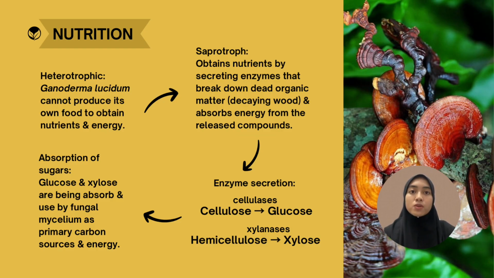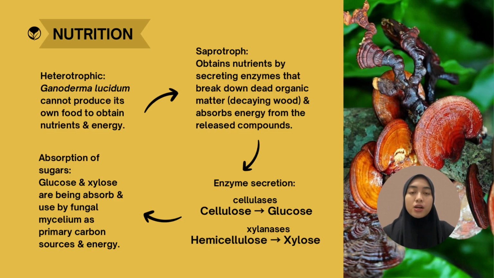Specifically, Ganoderma lucidum produces enzymes like cellulase and xylanase. Cellulase breaks down cellulose into glucose, and xylanase breaks down hemicellulose into xylose. These simple sugars, glucose and xylose, are then absorbed and used by the fungal mycelium as primary carbon sources and energy for its growth, reproduction, and metabolism.